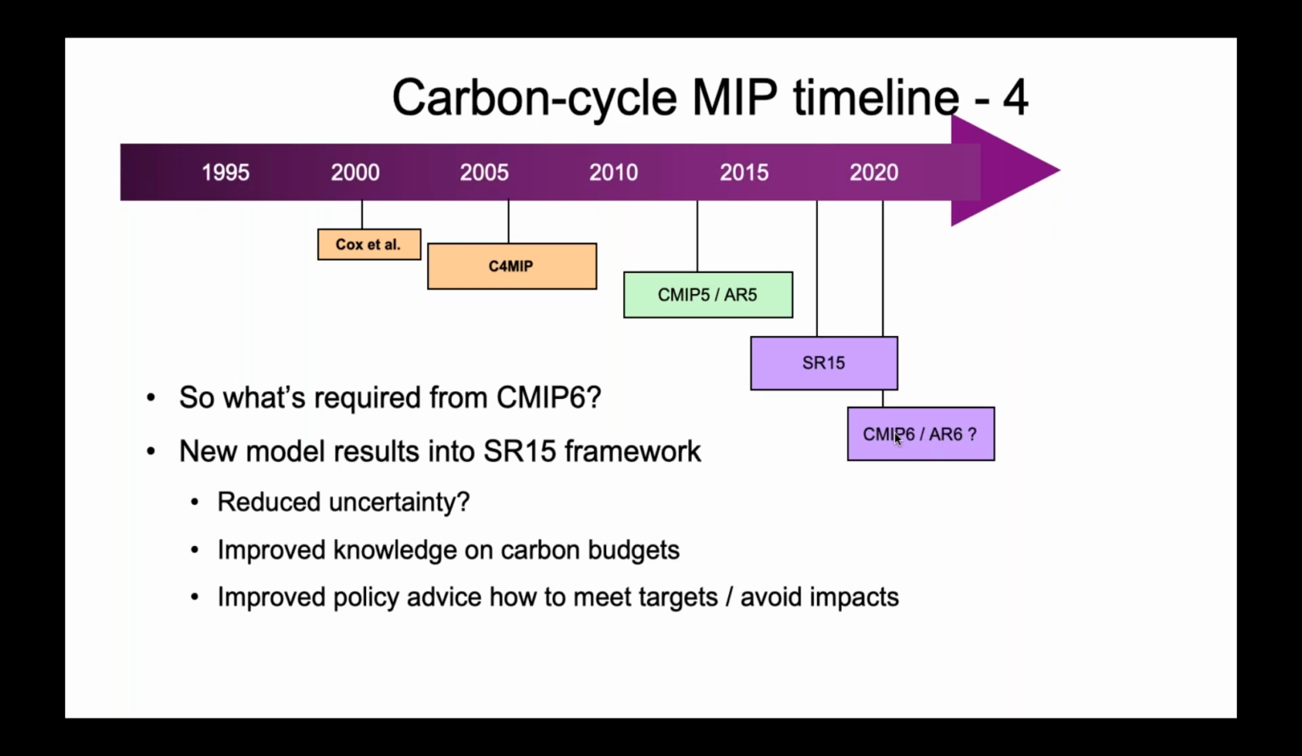So that brings us to the question then, what's required now from CMIP6? And the first nice thing is, well, now we can insert some new model results into the 1.5 framework. So at the time, even though that was a really nice exploration of the different terms in the process, the 1.5 degree report didn't have any new modelling results, so it still drew on the CMIP5 models. So hopefully with CMIP6 we'll be able to do stuff possibly to reduce uncertainty, improve our knowledge on carbon budgets, and therefore improve policy advice on how to meet climate targets and avoid impacts. At least that's the end goal.